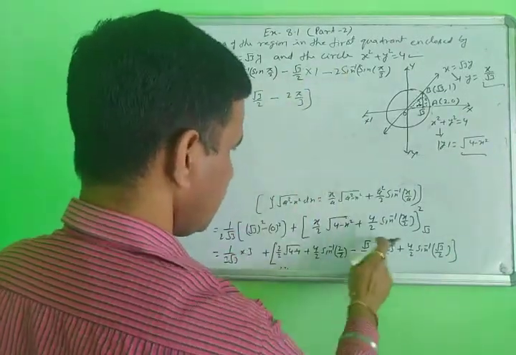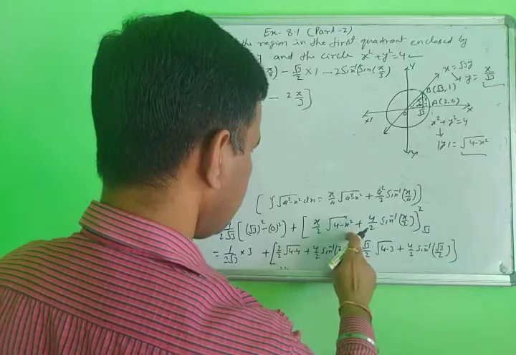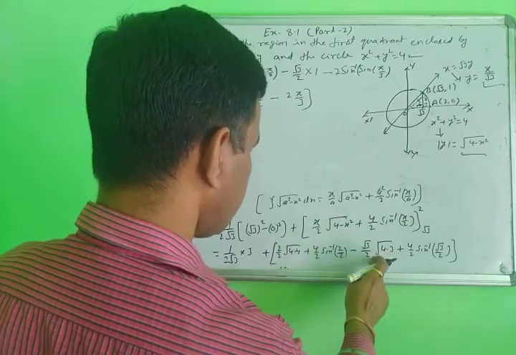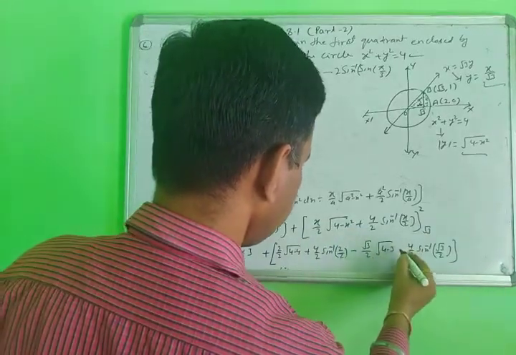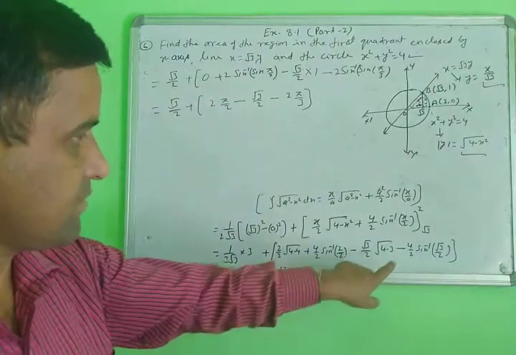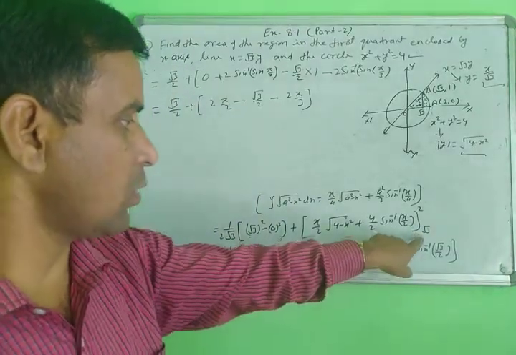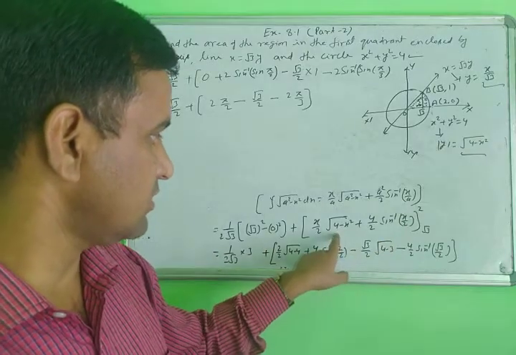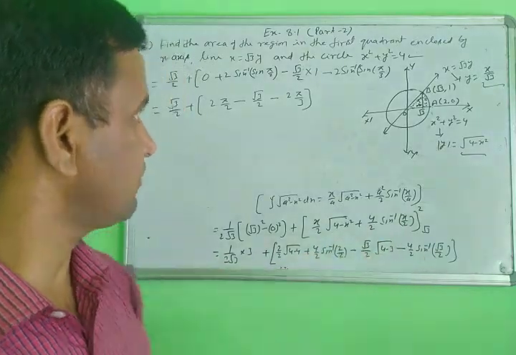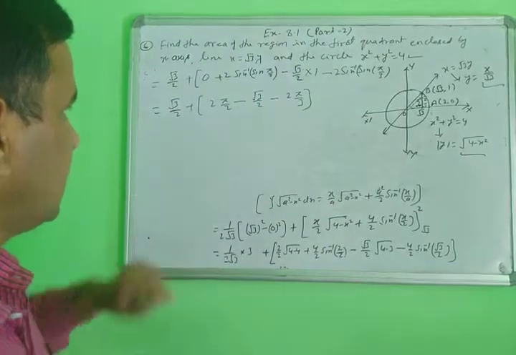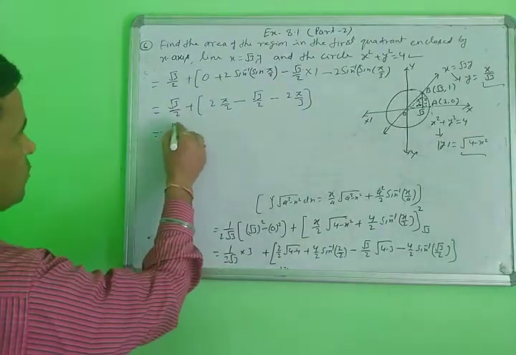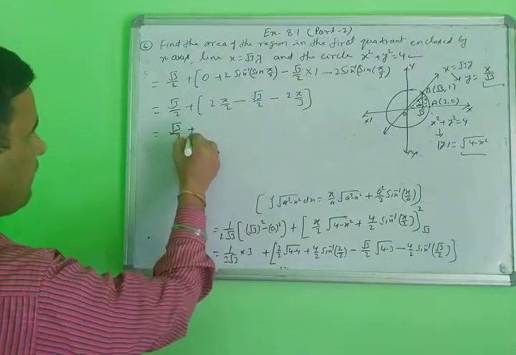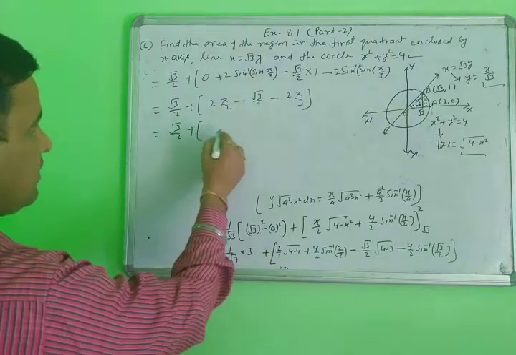Because here there is a negative sign, then minus root 3 by 2, and minus also here, not a plus sign. In this portion it is a minus sign. You are using the lower limit here. The upper limit portion is complete, then minus this portion and minus this portion. Same here, minus sign. So then root 3 by 2 plus what is left here?